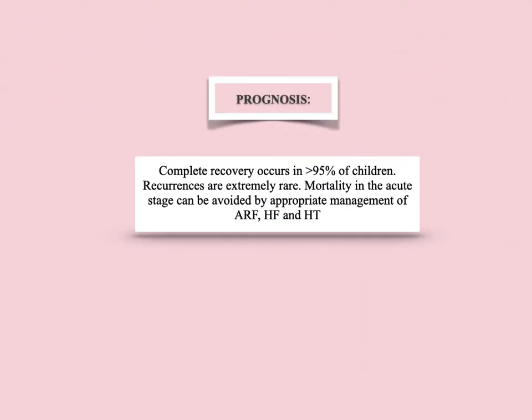Prognosis. Complete recovery occurs in more than 95% of children with acute post-streptococcal glomerulonephritis. Recurrences are extremely rare. Mortality usually occurs in the acute stage, and it can be avoided by appropriate management of acute renal failure, heart failure, and hypertension. Infrequently, the acute phase is severe and leads to glomerulosclerosis and chronic renal failure in less than 2% of the children.